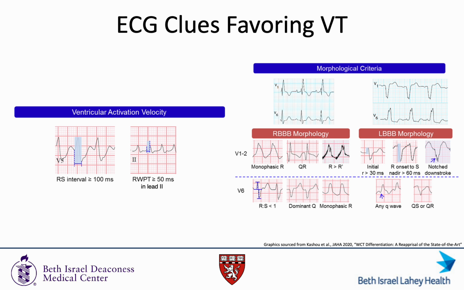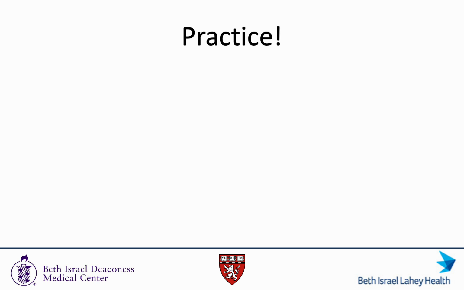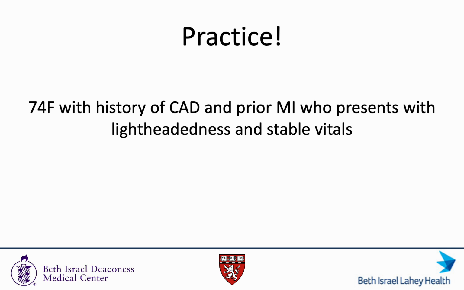All right, now let's get to some practice. Don't be afraid to jump back in this video and look at the criteria that we just discussed. They'll help you out. First, let's discuss a case you're seeing in the emergency department of a 74-year-old lady. She's got a history of coronary artery disease and prior MI. She's presenting with lightheadedness and stable vitals.